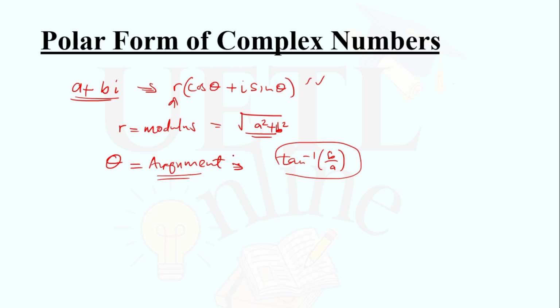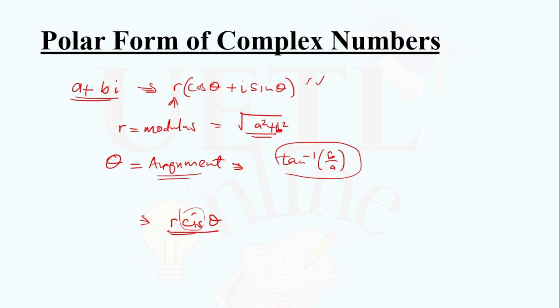This is what we call the polar form of a complex number. In this video I'm going to be shortening it as r cis theta. So this r is here, then cos plus i sine I'm going to represent by this cis, and theta is the angle, the argument.